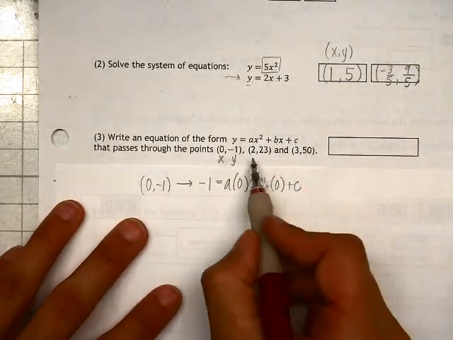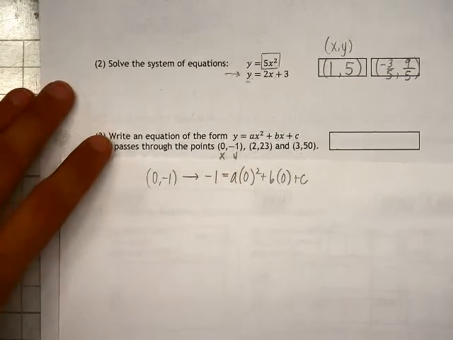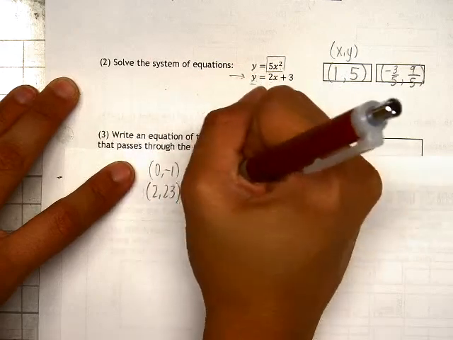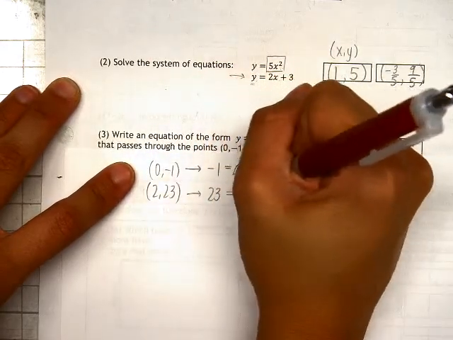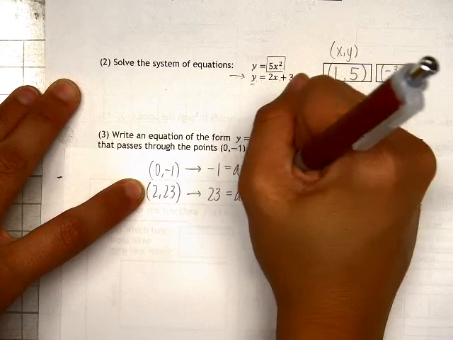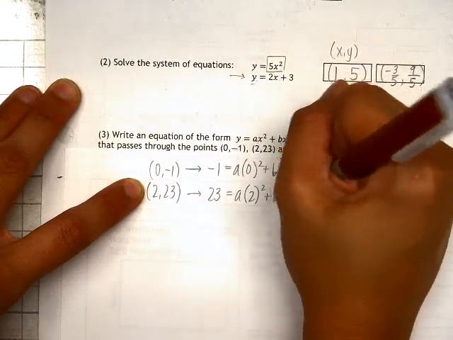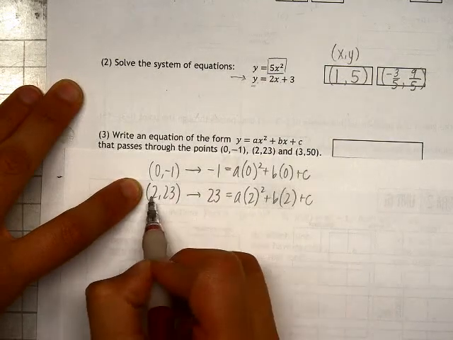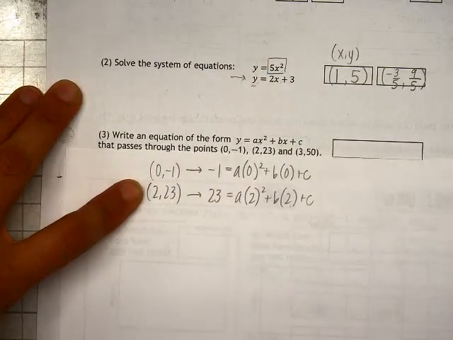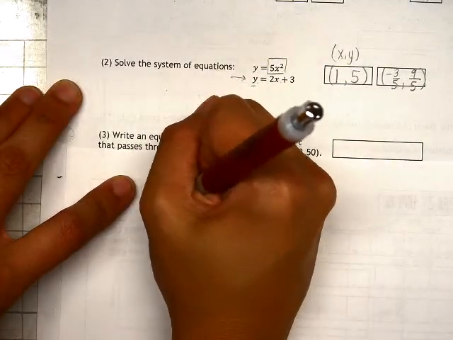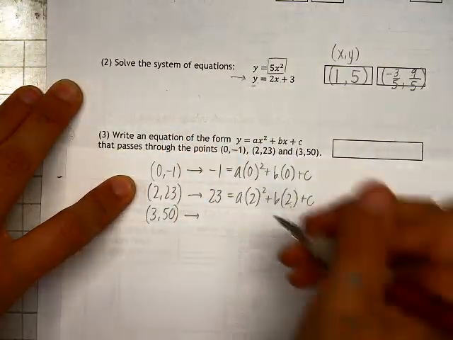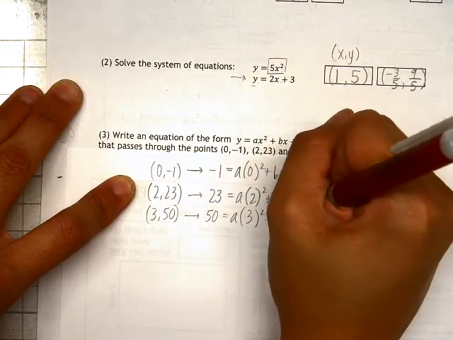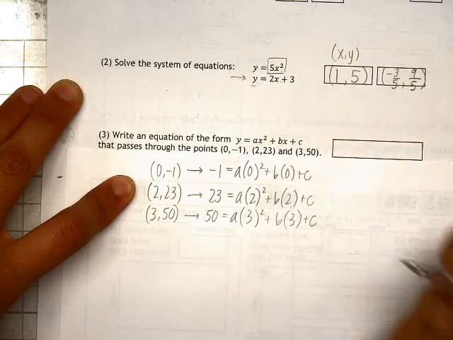I'm going to do the same thing for the other points that they give me as well. So if I use 2, 23, that would give me, when I plug it in, 23 for y equals a times 2 squared plus b times 2 plus c. Again, notice I just plugged in the 23 for the y, the 2 for both of the x's. The last point they gave me was 3, 50, so I'll do the same thing. That gives me 50 equals a times 3 squared plus b times 3 plus c.